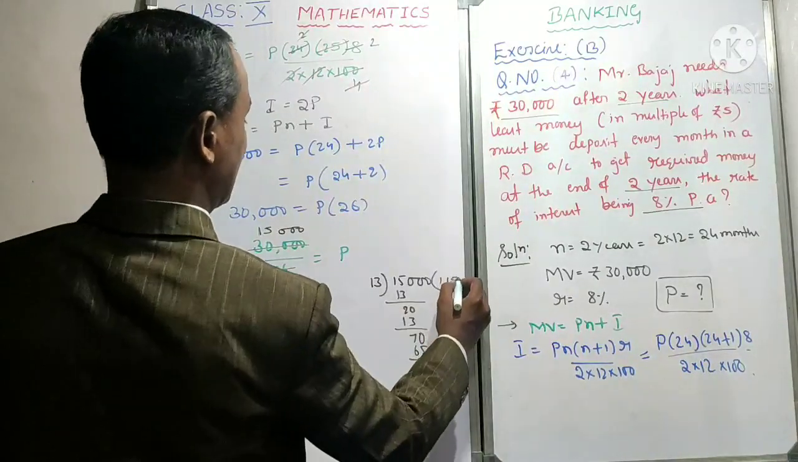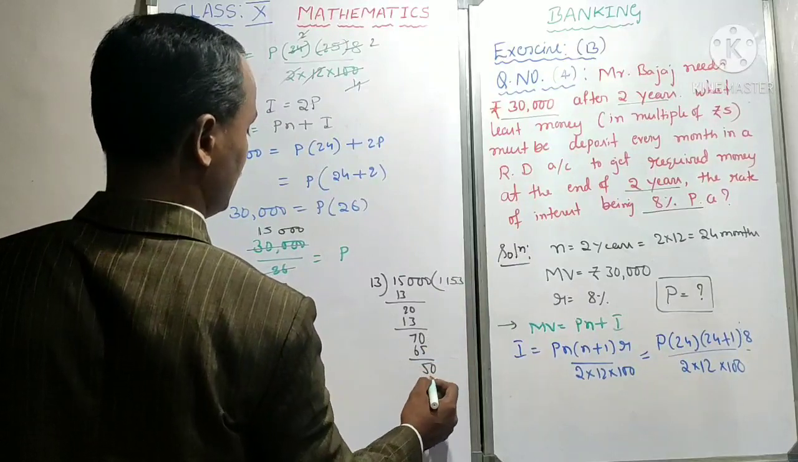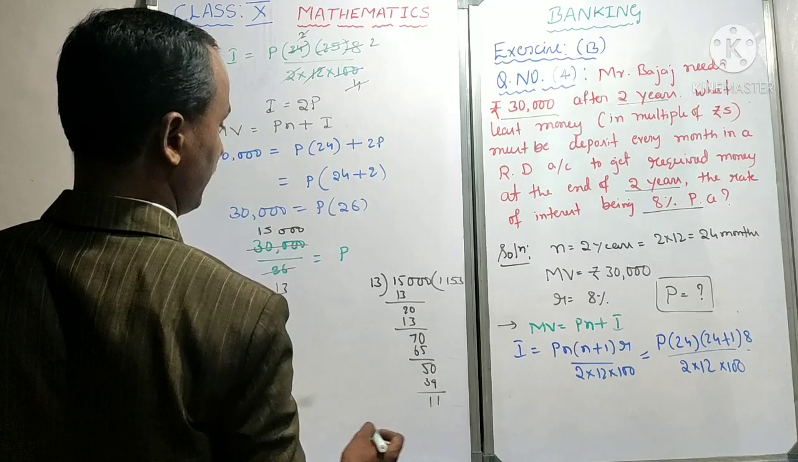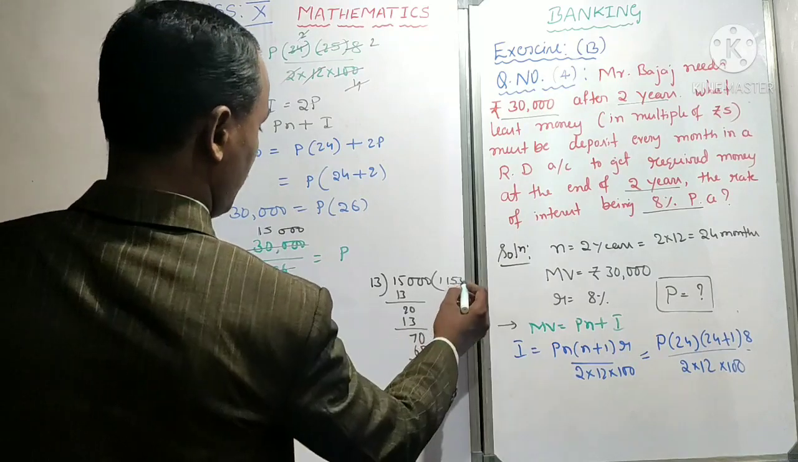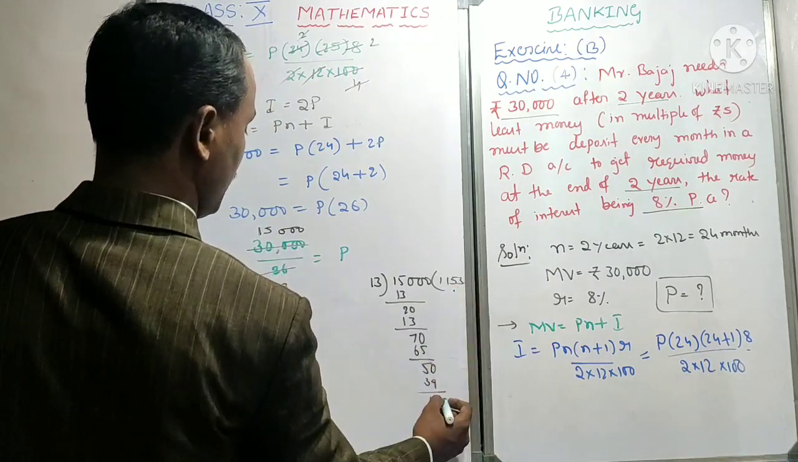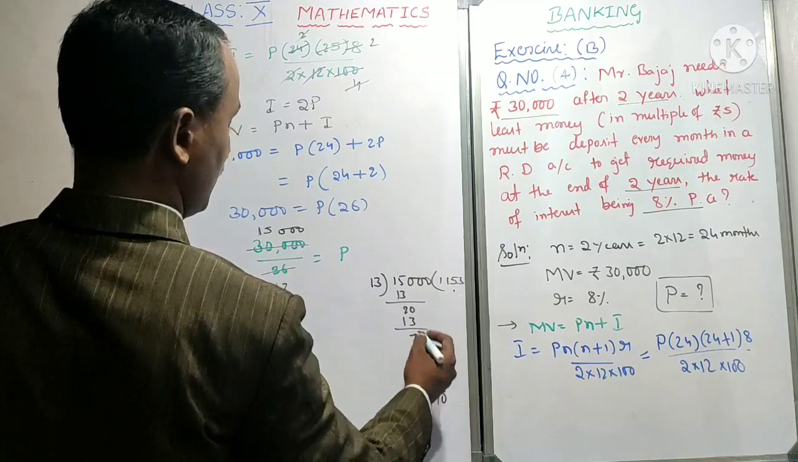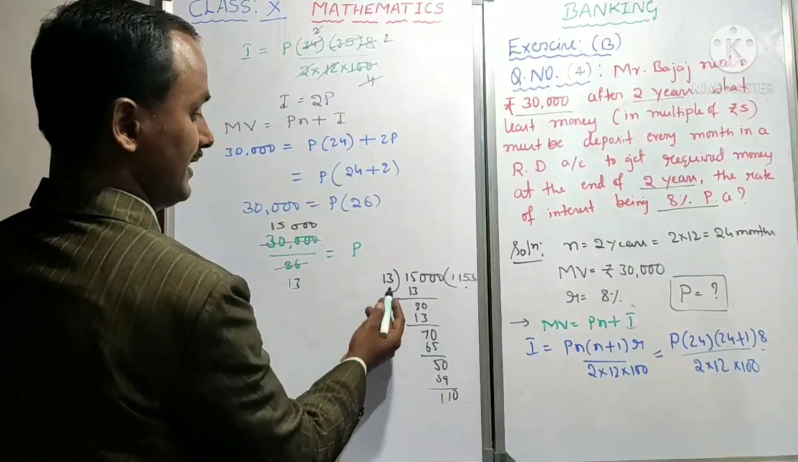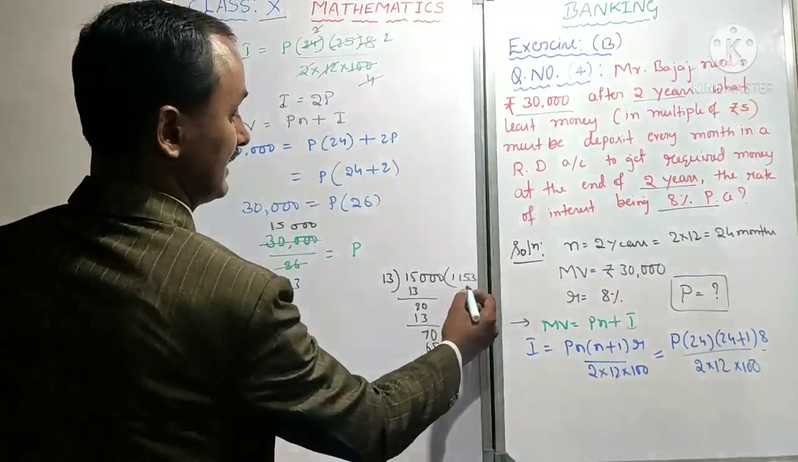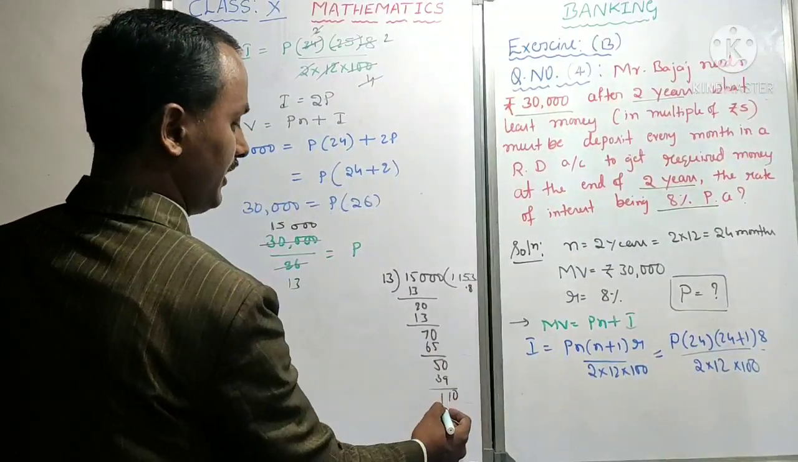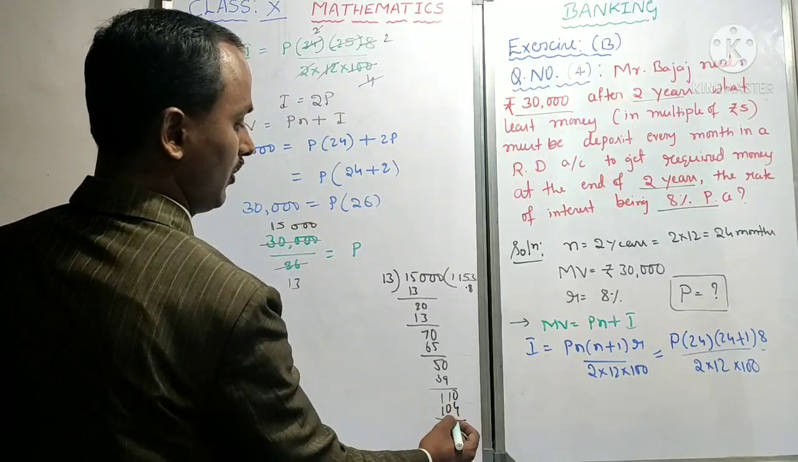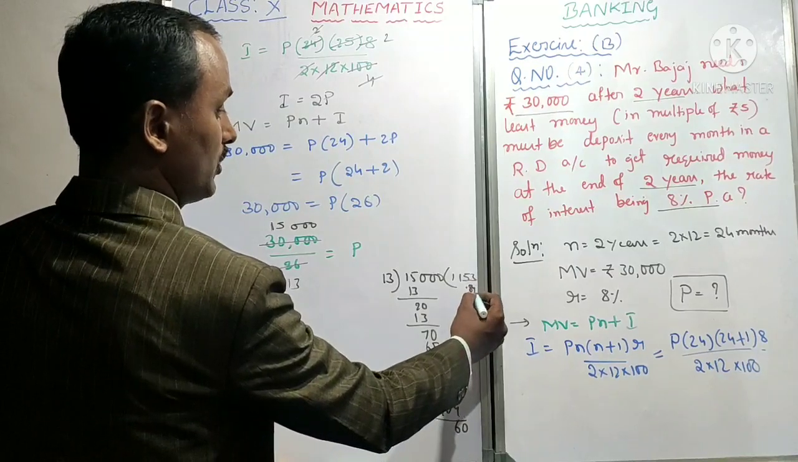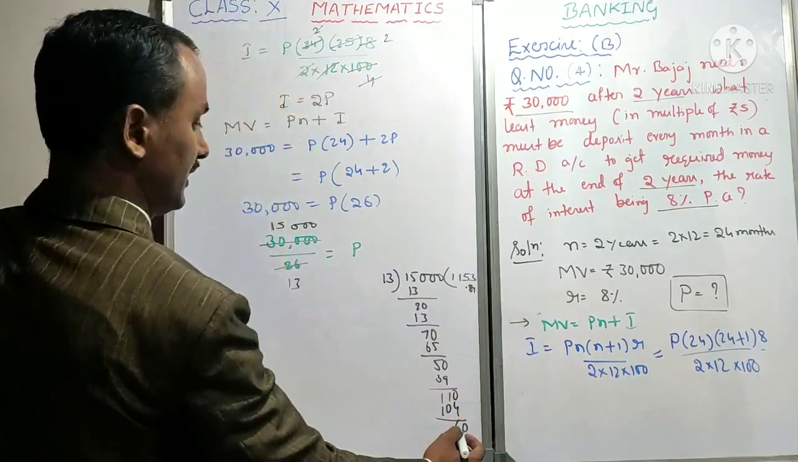13 threes are 39. Then 10 minus 9 became 1, 4 minus 3 became 1. Now the decimal point will come. Decimal point and 0. After the decimal point, I got 110. See, 110 divisible by 13 means 13 eights are 104. Then I got 6. Then again decimal point 0. 13 fours are 52. Then enough.